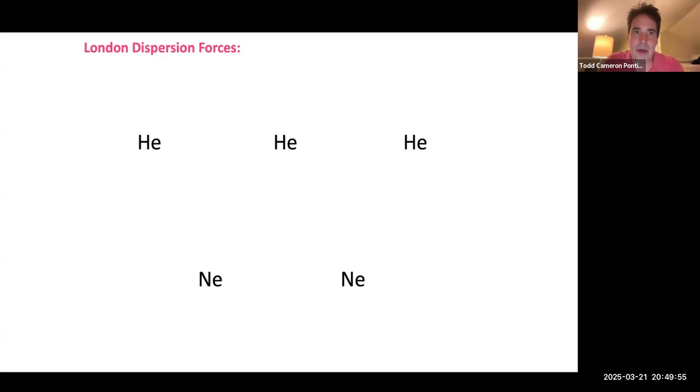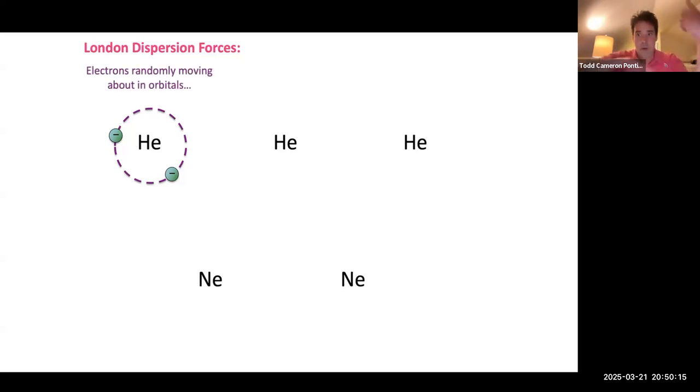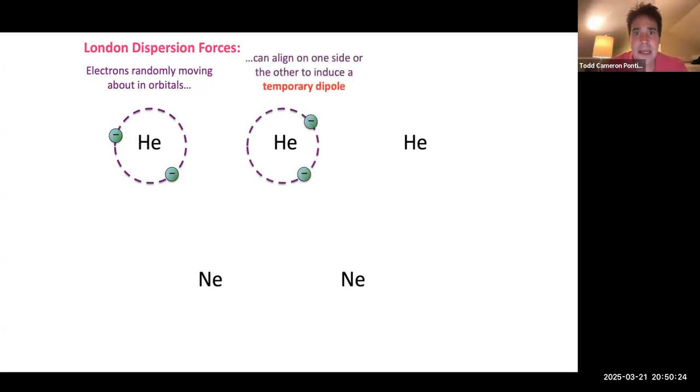Okay, so let's talk about different types of intermolecular forces. First of all, London dispersion forces. Basically, anything that has electrons has London dispersion forces. And London dispersion forces arise from the fact that these electrons are just cycling around the nucleus in a sort of random fashion. So they're randomly moving about their orbitals, and sometimes they're more on the same side of the atom than the other. This can create a temporary dipole.